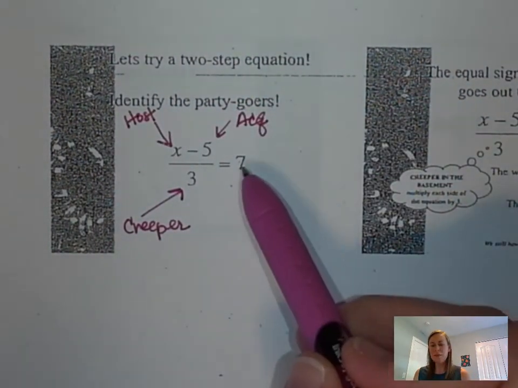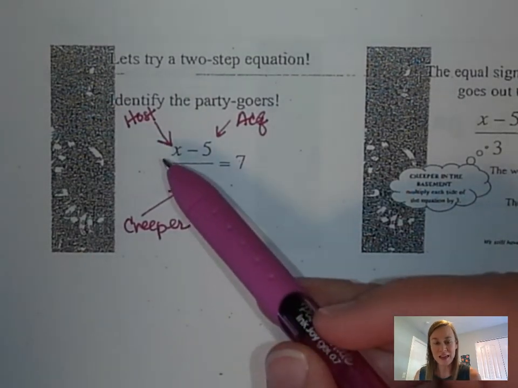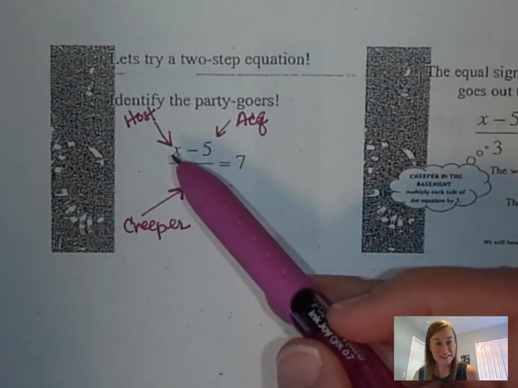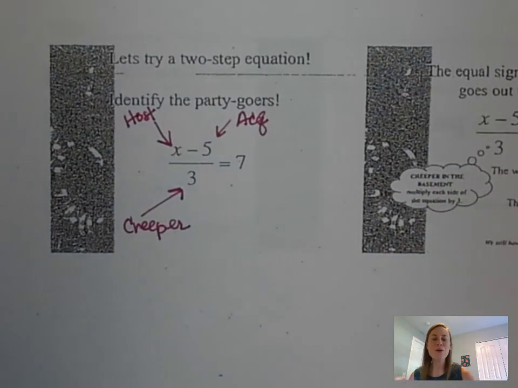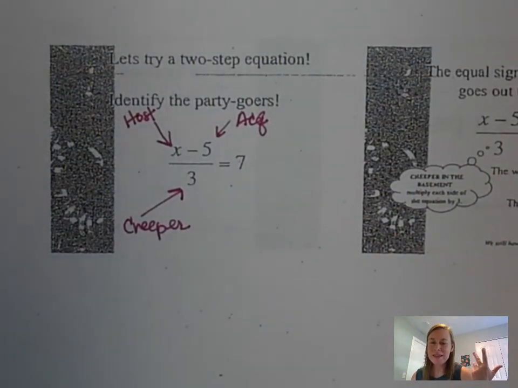And then don't worry about labeling numbers on the other side. You should only label the numbers on the same side as the x, or whatever the variable is. Okay, so the order that these people leave in, like we said a second ago, that guy down in the basement going through all your stuff with nobody else around, he needs to be the first one to go. So let's get rid of the creeper first.